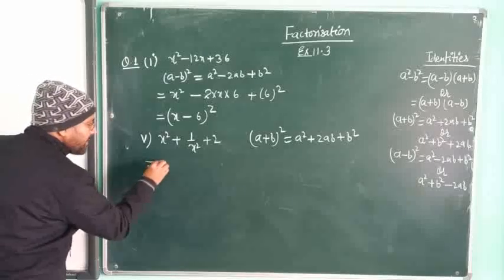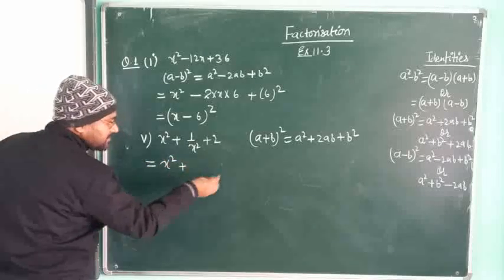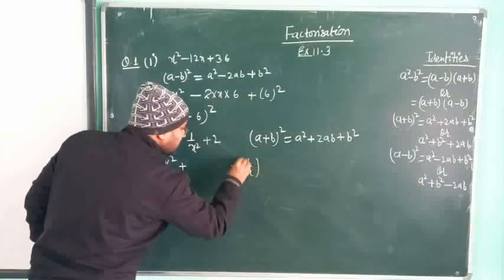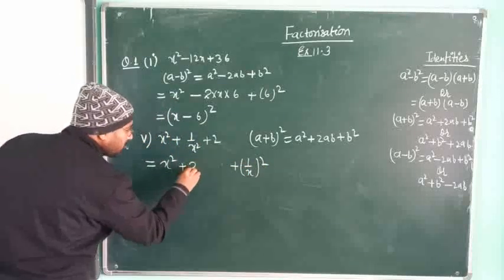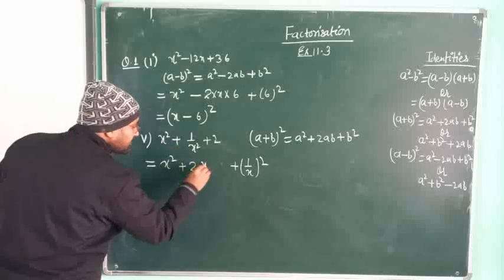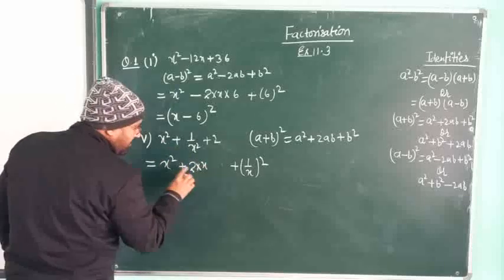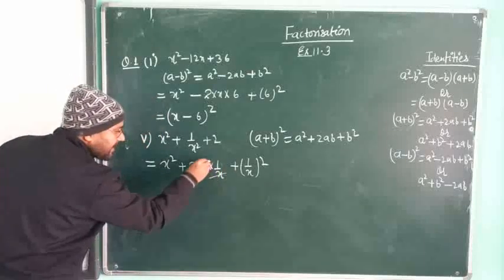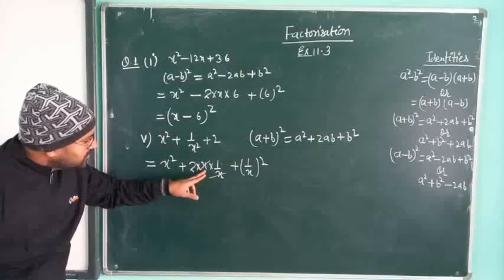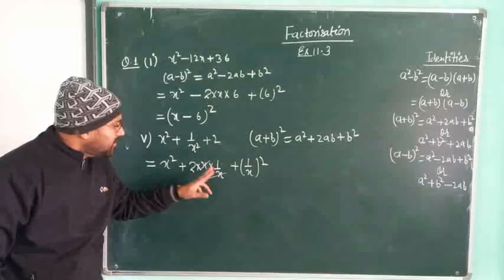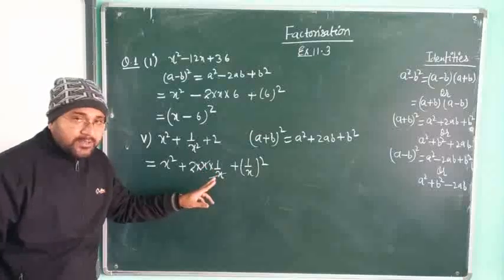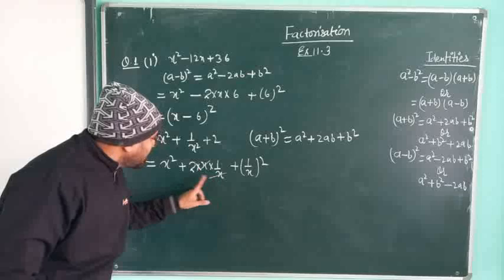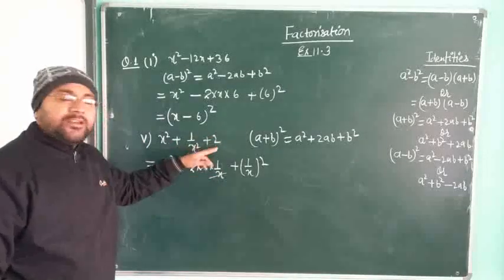See this one, x square, and b is 1 by x. So (1 by x) whole square plus 2. 2ab, a is x and b is 1 by x. And now you see this x is going to be cancelled out by x, because one is in the numerator and the other is in the denominator. If the same term is in numerator and denominator, it is easily cancelled out. We are getting 2, which is already given in your question.